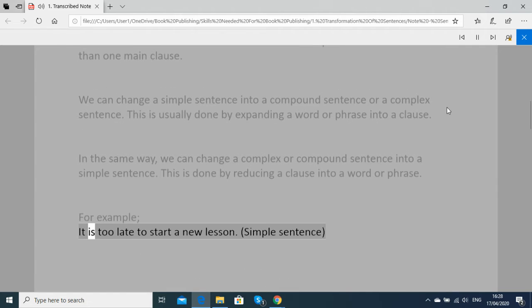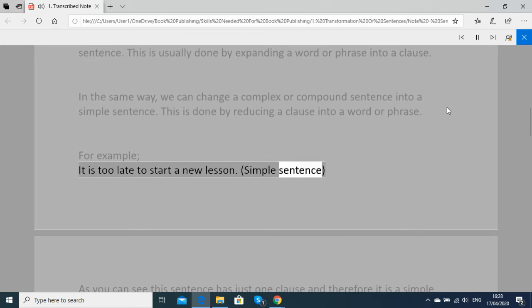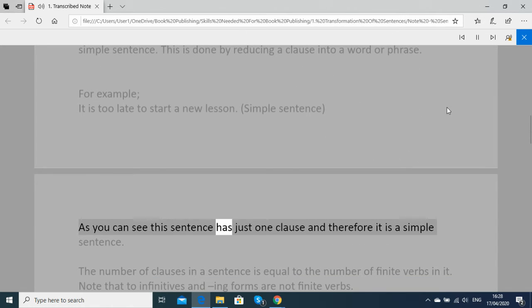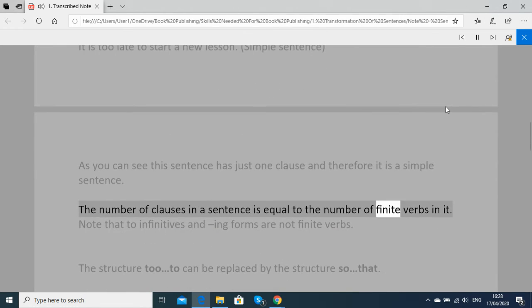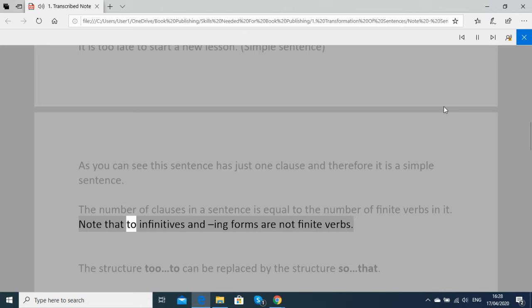For example, "It is too late to start a new lesson." Simple sentence. As you can see, this sentence has just one clause and therefore it is a simple sentence. The number of clauses in a sentence is equal to the number of finite verbs in it. Note that infinitives and ing forms are not finite verbs.